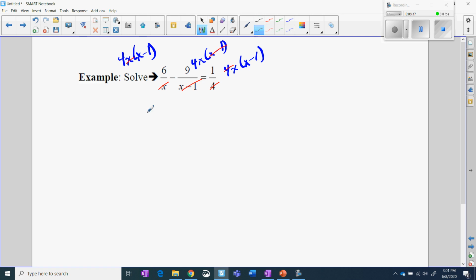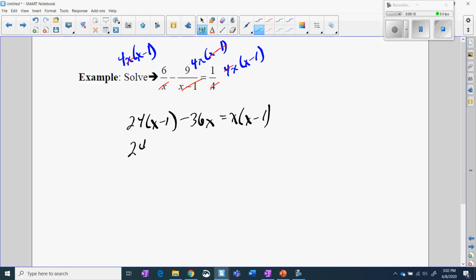So let's see what we've got. We've got 6 times 4 times this, so I've got 24 onto x minus 1. I've got 9 times 4x, that's 36x. And here I've got x onto, I forgot my equal sign, so it's not a plus, it's an equal sign. I've got equals x multiplied by x minus 1. We've cleared the fractions, they're gone. Now let's clean this mess up.